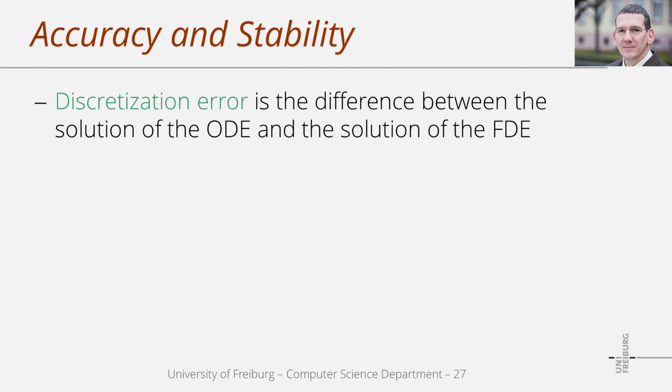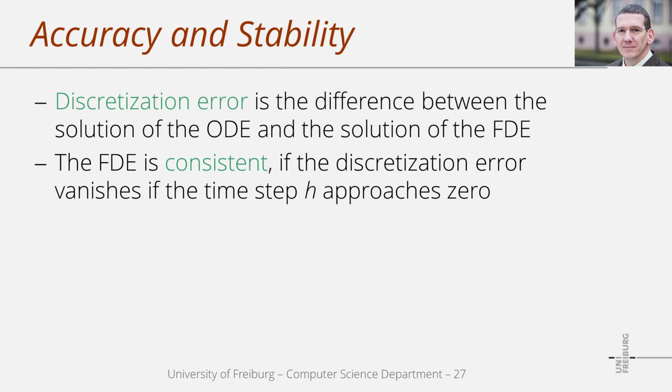First of all, we remember that we use an approximation where we replace a continuous ODE with a discretized FDE. That's why we end up with a discretization error when we solve the FDE instead of the original ODE. Now we say that an FDE representation of an ODE is consistent if the discretization error converges to 0 if the time step approaches 0. So in a consistent scheme, the error should get smaller if we use smaller time steps.